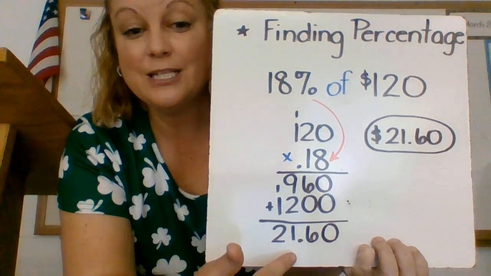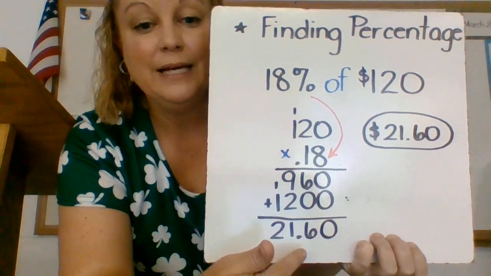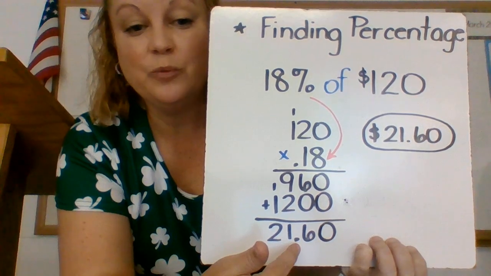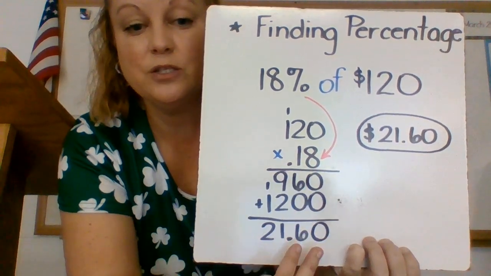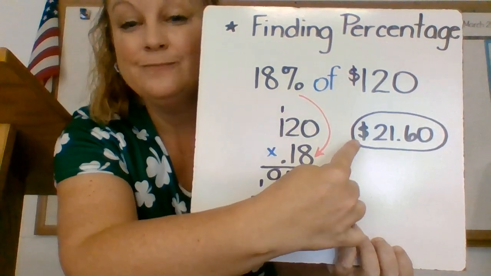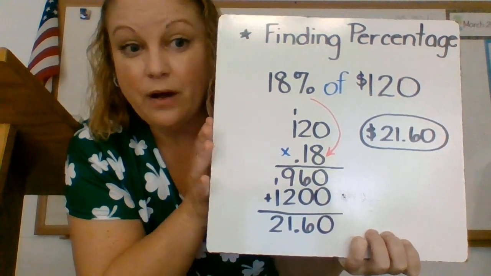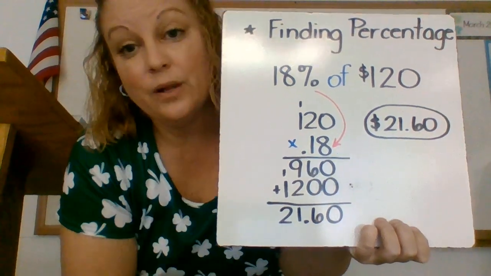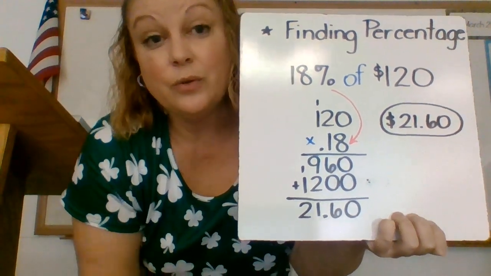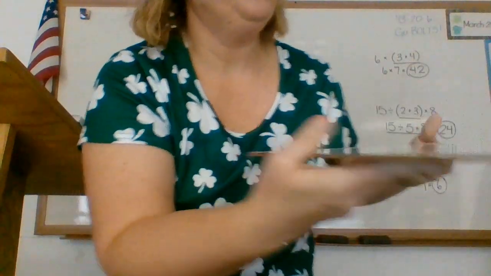Make sure that decimal point comes in the answer. However many are in the problem, that's how many decimal places need to be in the answer. We've got 2 decimal places, 2 decimal places. Of course, because we're using money, we put that in our answer. So 18% of $120 would be $21.60. So for those of you who needed that reminder, there it is, because you're going to use it quite a bit today.